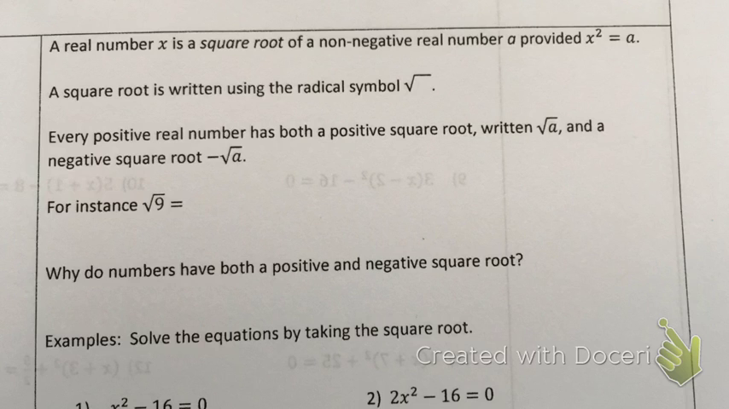The third one is something that's kind of new. Every positive real number has both a positive square root and a negative square root. I'm highlighting that because that's a really, really important fact. Now, when I look at the next line, it says, for instance, square root of 9 is equal to 3. Okay, so that's good. That's what we all know. But this is also saying that it's equal to negative 3. Why is that?